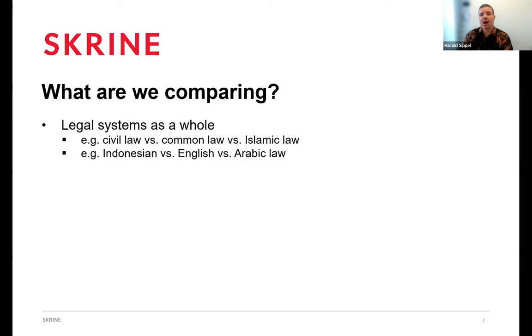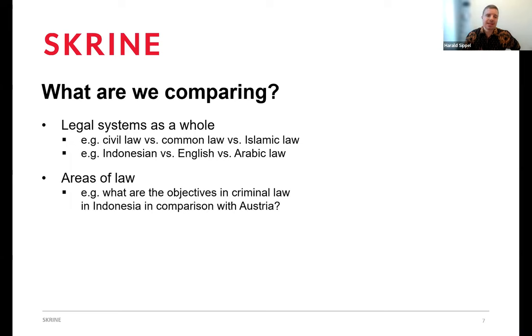So this would be comparison of legal systems as a whole. We can also compare areas of law. For instance, what are the objectives in criminal law in Indonesia in comparison with Austria? Now, I don't know if you did criminal law, but typically, at least in Austria, when I studied criminal law, I think it was in the first lecture that the professor raised the question, what is the objective of criminal law? And most of us said retribution. In other words, the person who commits the crime, the offender, needs to be punished. And that sounds very obvious, right? That we would all think that this is the main goal of criminal law. But there are other goals as well, other objectives.